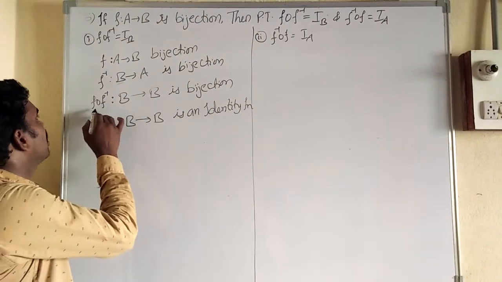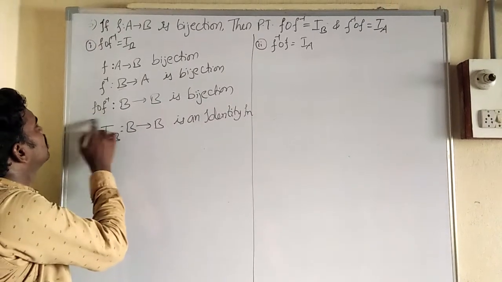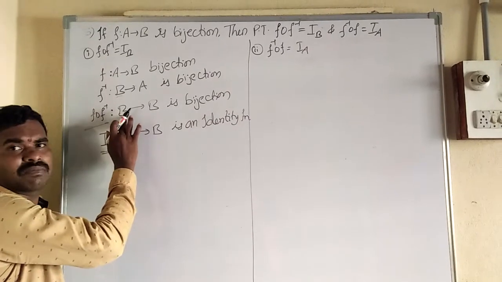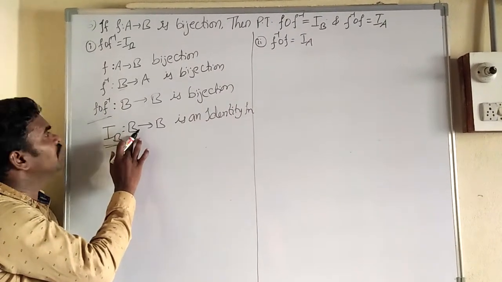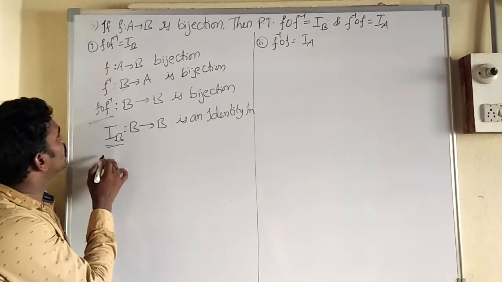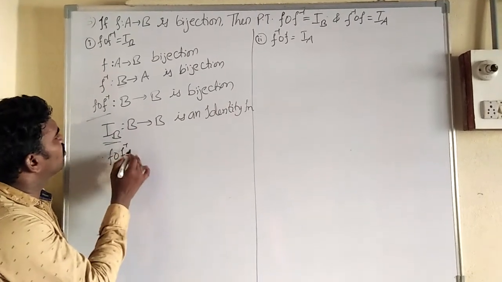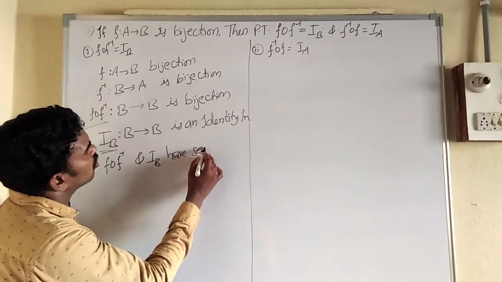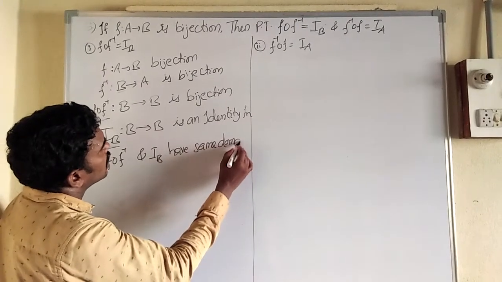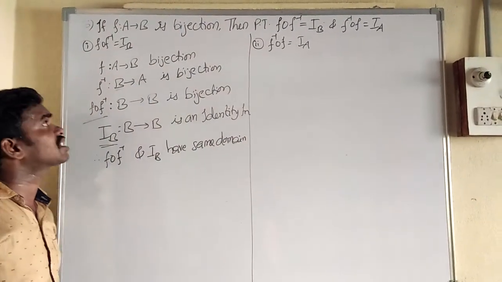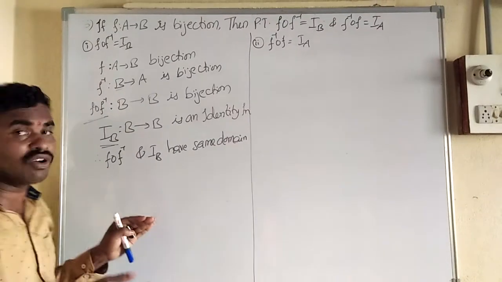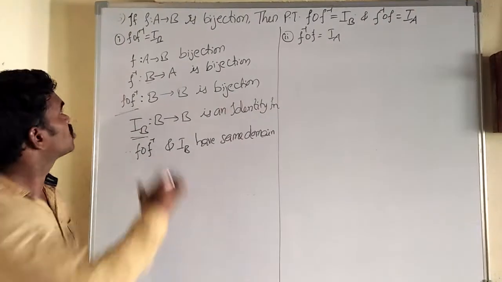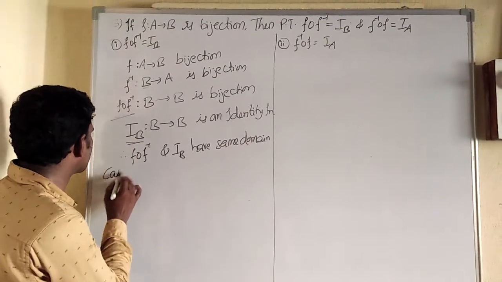Let us observe the left hand side F circle F inverse, and the right hand side IB. What is the domain here? Capital B. What is the domain here? Capital B. So both have the same domain. Therefore F circle F inverse and IB have the same domain. 50% of the first question is complete. We have to prove first of all that the domains are equal. Next, the ranges are equal. So it is divided into two categories, two cases.